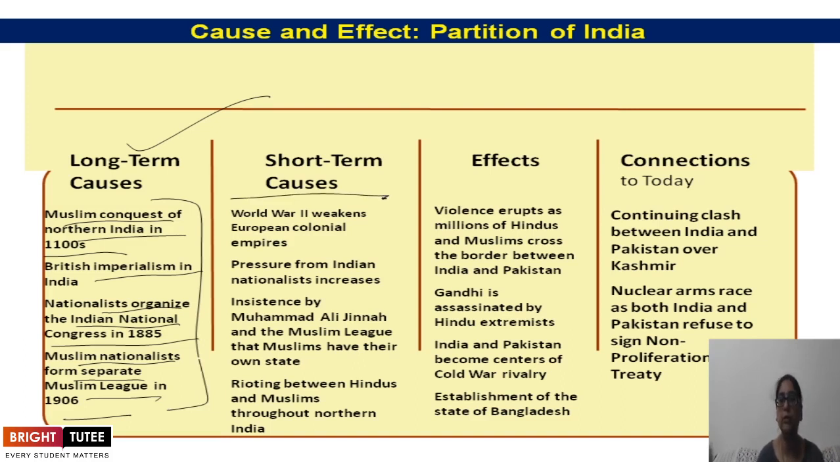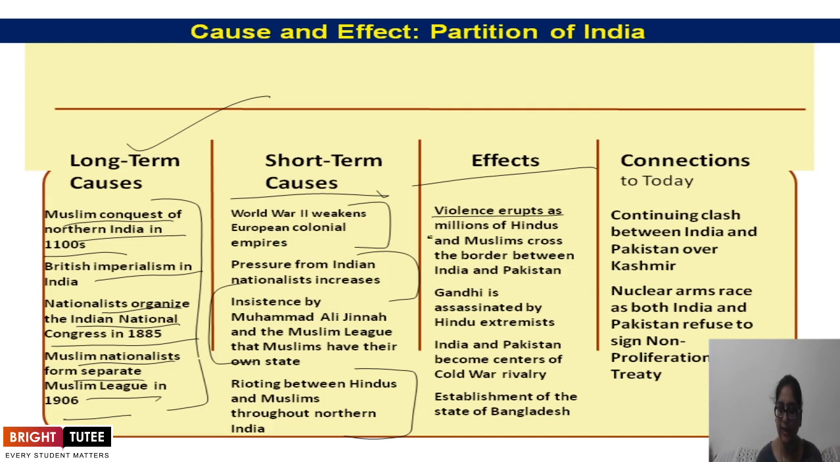Few short-term causes were also there, like World War II weakens European colonial empires, pressure from Indian nationalism increases, then insistence of Muhammad Ali Jinnah and the Muslim League that Muslims have their own state because they wanted to separate from India just because they wanted a Muslim Republic country. Then rioting between Hindus and Muslims throughout northern India, that means they had conflicts and they just had communal riots. So what were the effects?